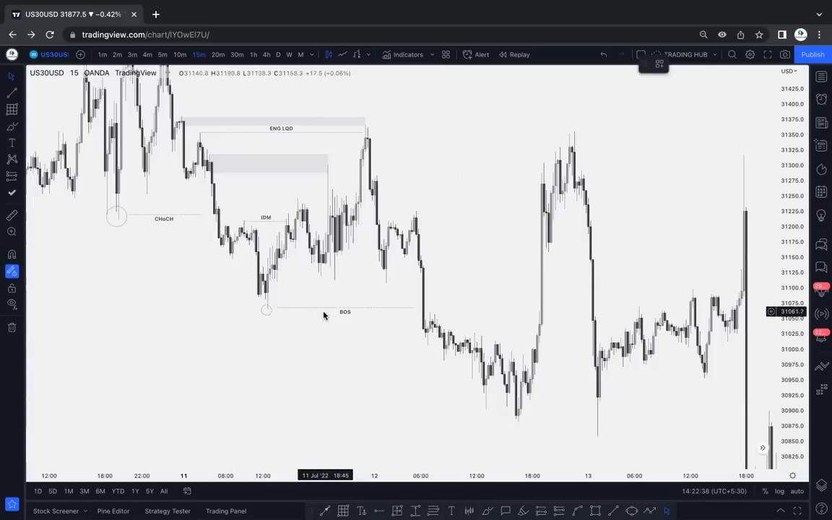Now let's see what happened after breaking this structure. As you can see, the market broke this structure and moved something like this, and here. And then what happened? Finally, the market took out the recent high here, and closed above it.